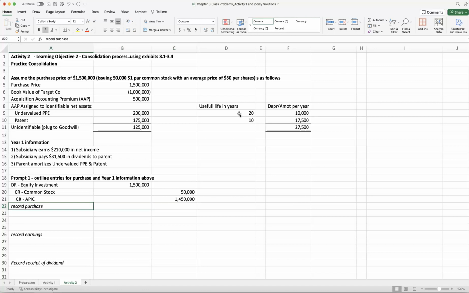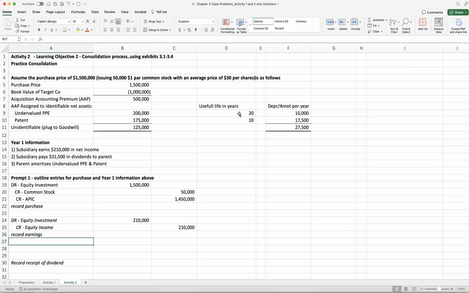I've got some other things that I need to do as the year goes on. And this is what we'll do in activity 3 as well, because in activity 3, you're going to go to the second year. The first thing we're going to do at the end of the year is record our subsidiary's earnings. So we're going to debit the equity investment account again to increase it for the earnings, and we're doing that because we own them 100%. I'm recording 100% of the earnings, and I'm going to record equity income for the same amount.